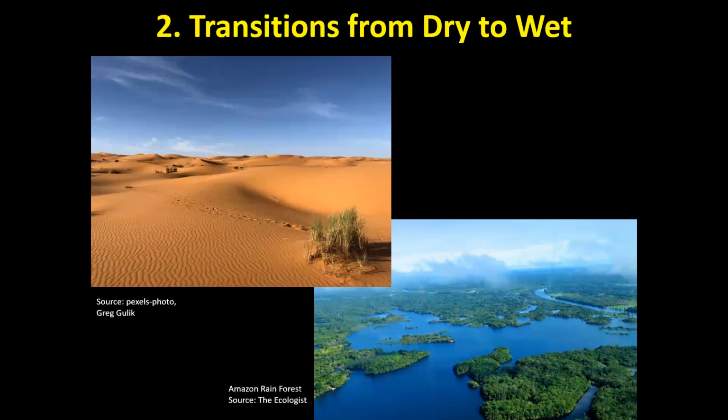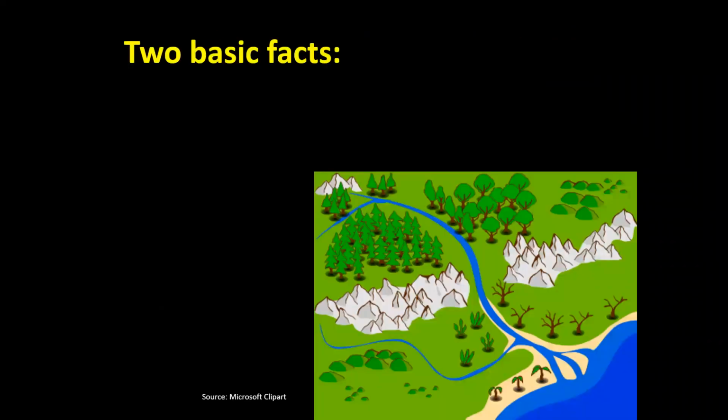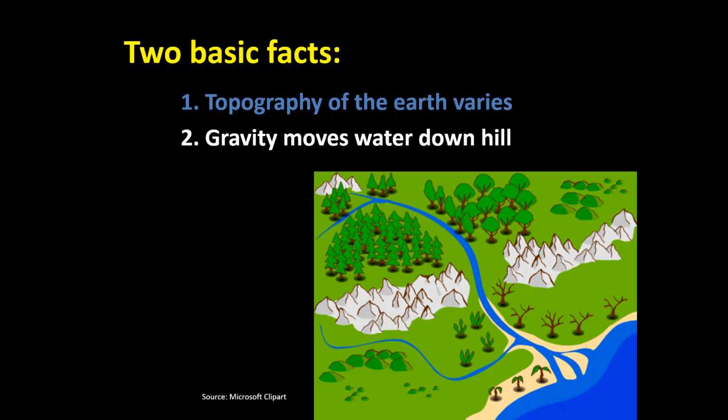We know there are deserts, and we know that there are freshwater water bodies, and this is what this presentation deals with. So there are two basic facts. One is that the topography, or the ups and downs of the Earth's surface, varies. There are mountains and valleys and lowlands and whatnot. And two, gravity moves water downhill, so it moves from the uplands to the lowlands and eventually into the ocean.